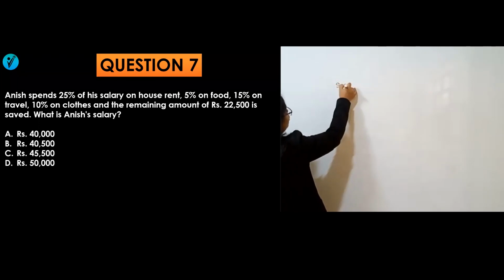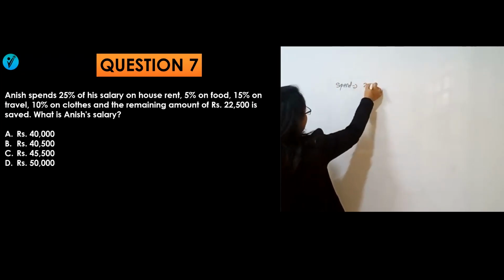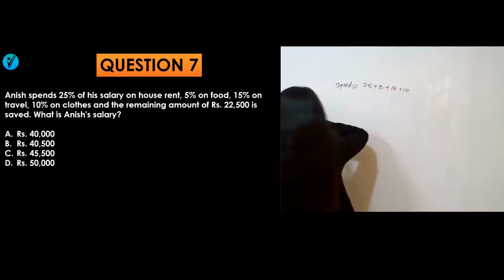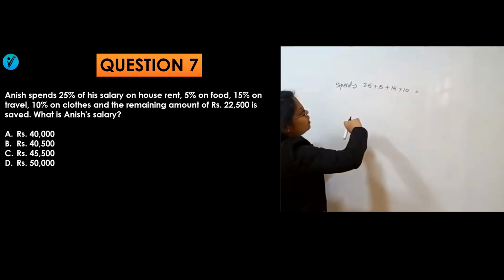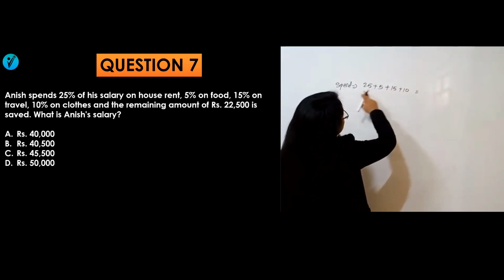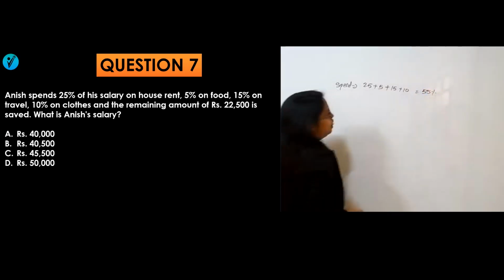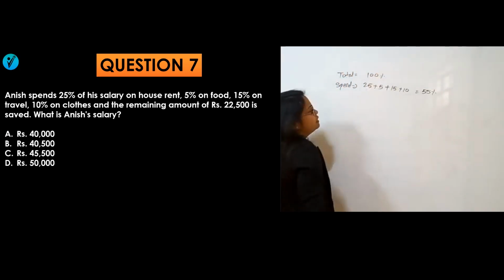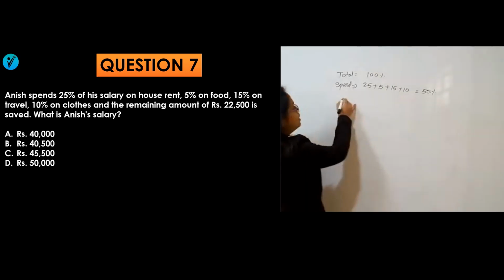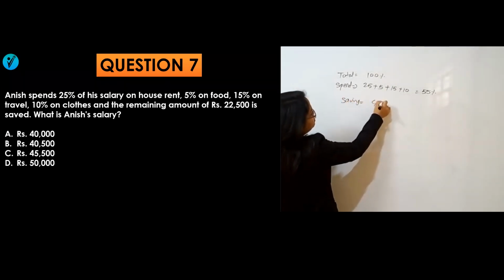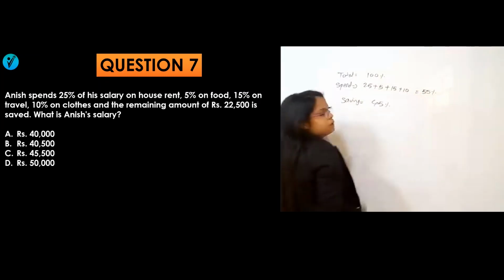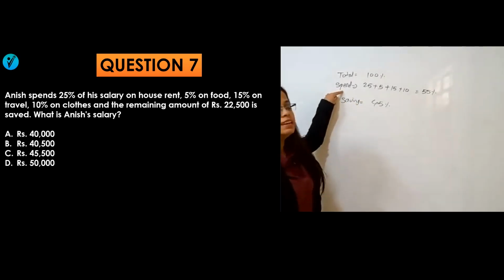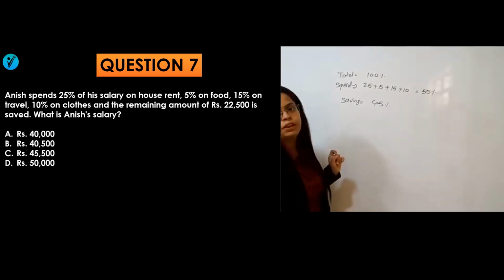So, total spend is how much? He's spending 25% plus 5% plus 15% plus 10%. So, we can say that 15 plus 5 is 20, plus 25 is 45, plus 10 is 55%, he is spending. If his total salary is 100%, out of which he is spending 55%, his saving will be equal to how much? 45%, 100 minus 55. Because I know that income is equal to expenditure plus saving. So his expenditure is 55%, saving is 45%.